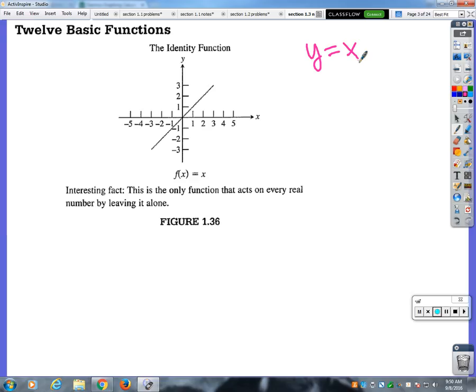This is not really a very interesting fact, but this is the only function that acts on every real number by leaving it alone. In other words, if you picture the function machine from first-year algebra, where you put a number in and it spits something out, this function machine does nothing. You put in a 3, it gives you a 3, you put in a -4, it gives you a -4. Isn't that interesting?